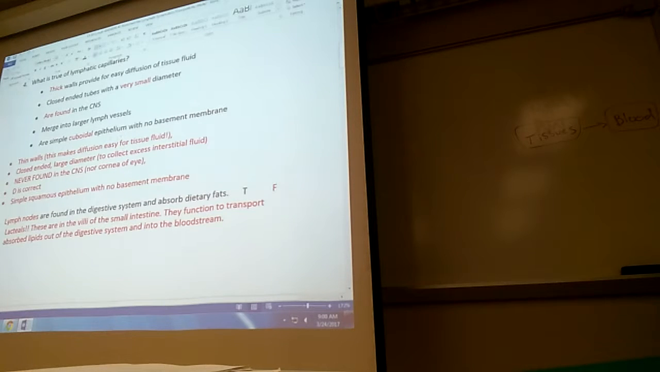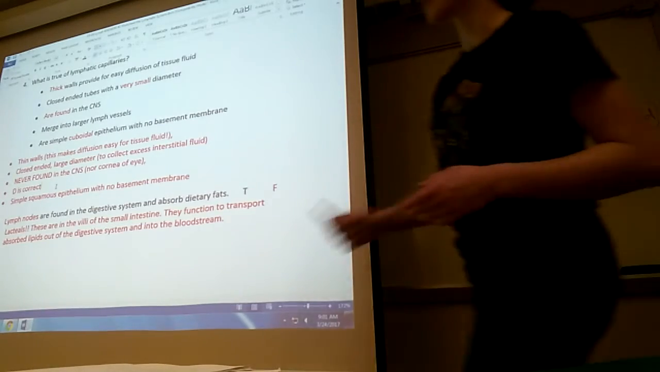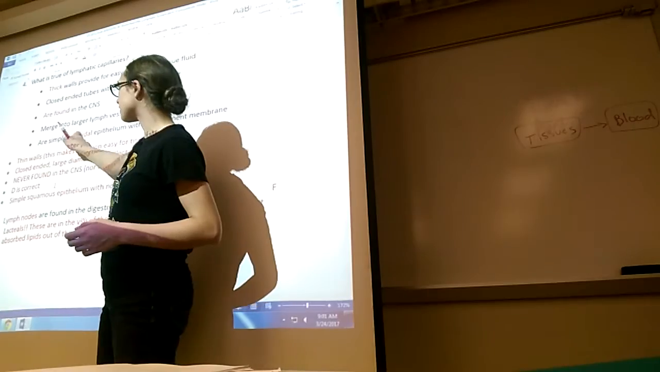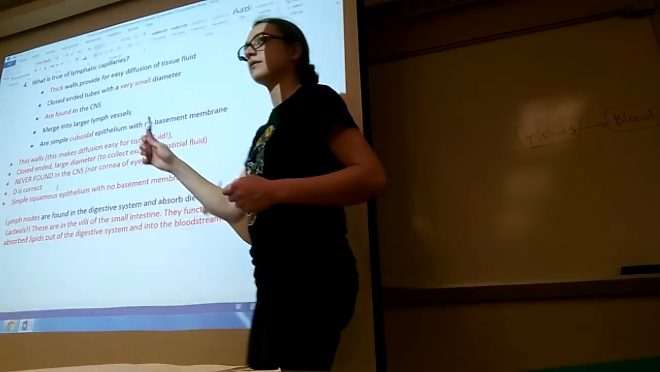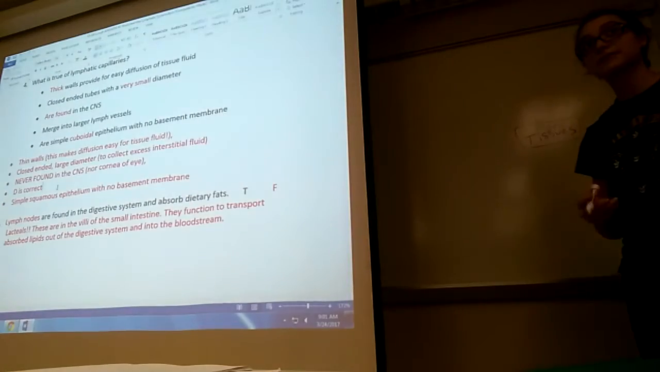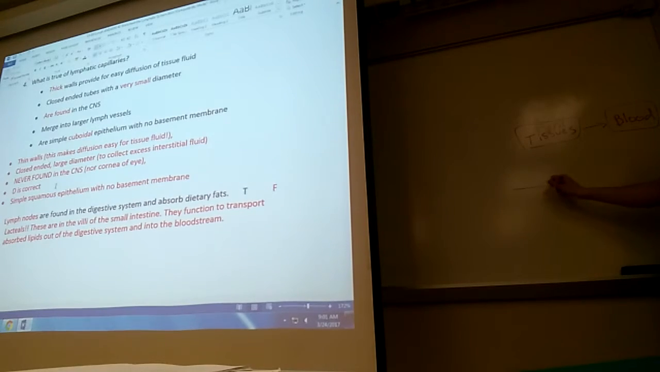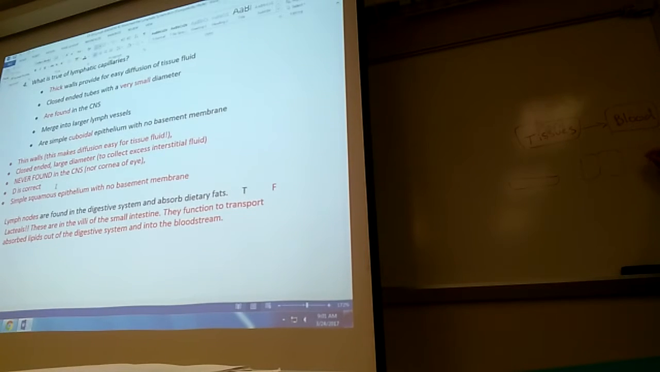All right. So lymph capillaries are never found in the CNS. They do merge into larger lymph vessels, and lymph capillaries are made up of simple squamous epithelium. And why is it simple squamous versus this one that's wrong? This is incorrect. What this should say is squamous. So why are lymph capillaries simple squamous? So the material can diffuse into the capillaries. Yeah, because the thinner the layer, the easier water can diffuse through. But if it's cuboidal, that's not going to work out. So that's that.